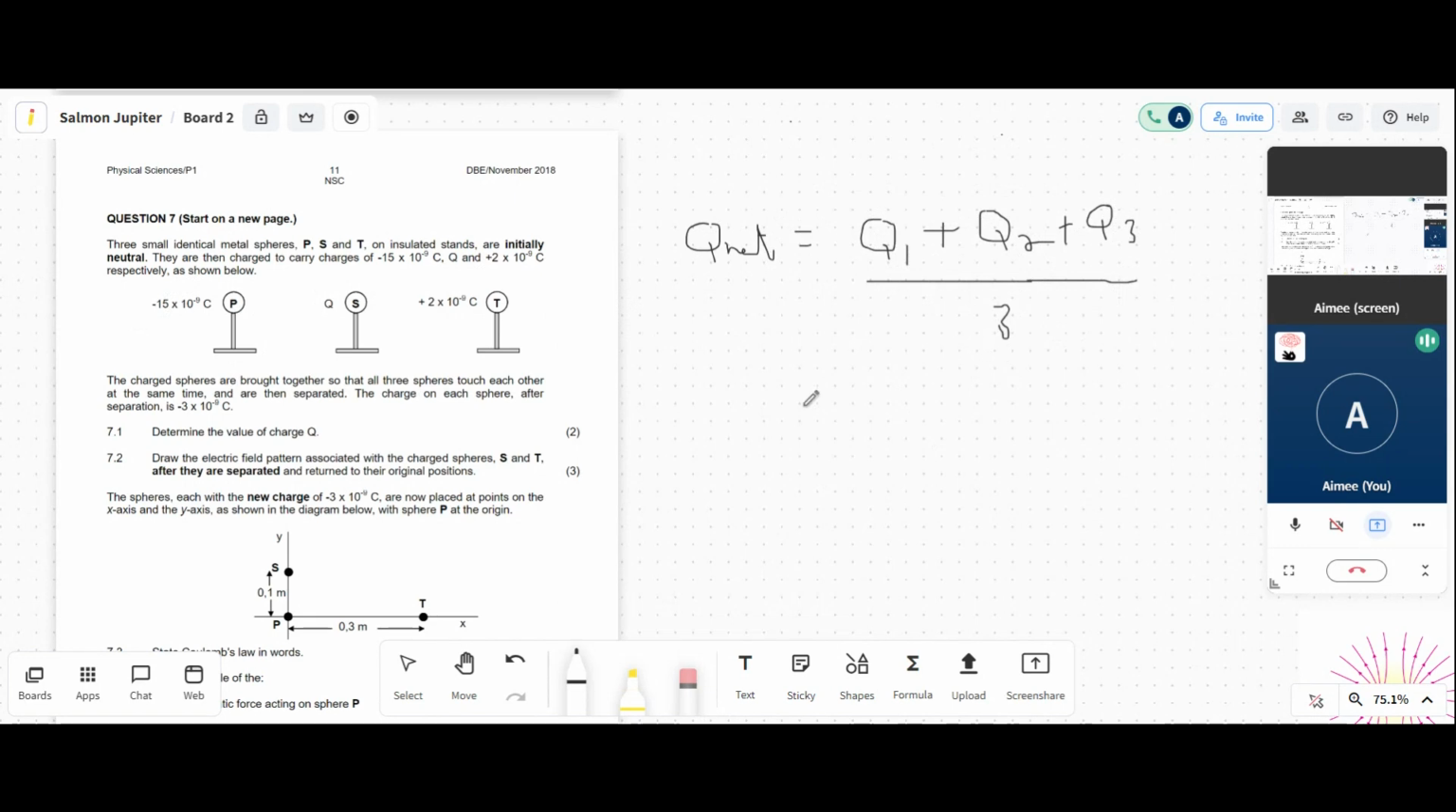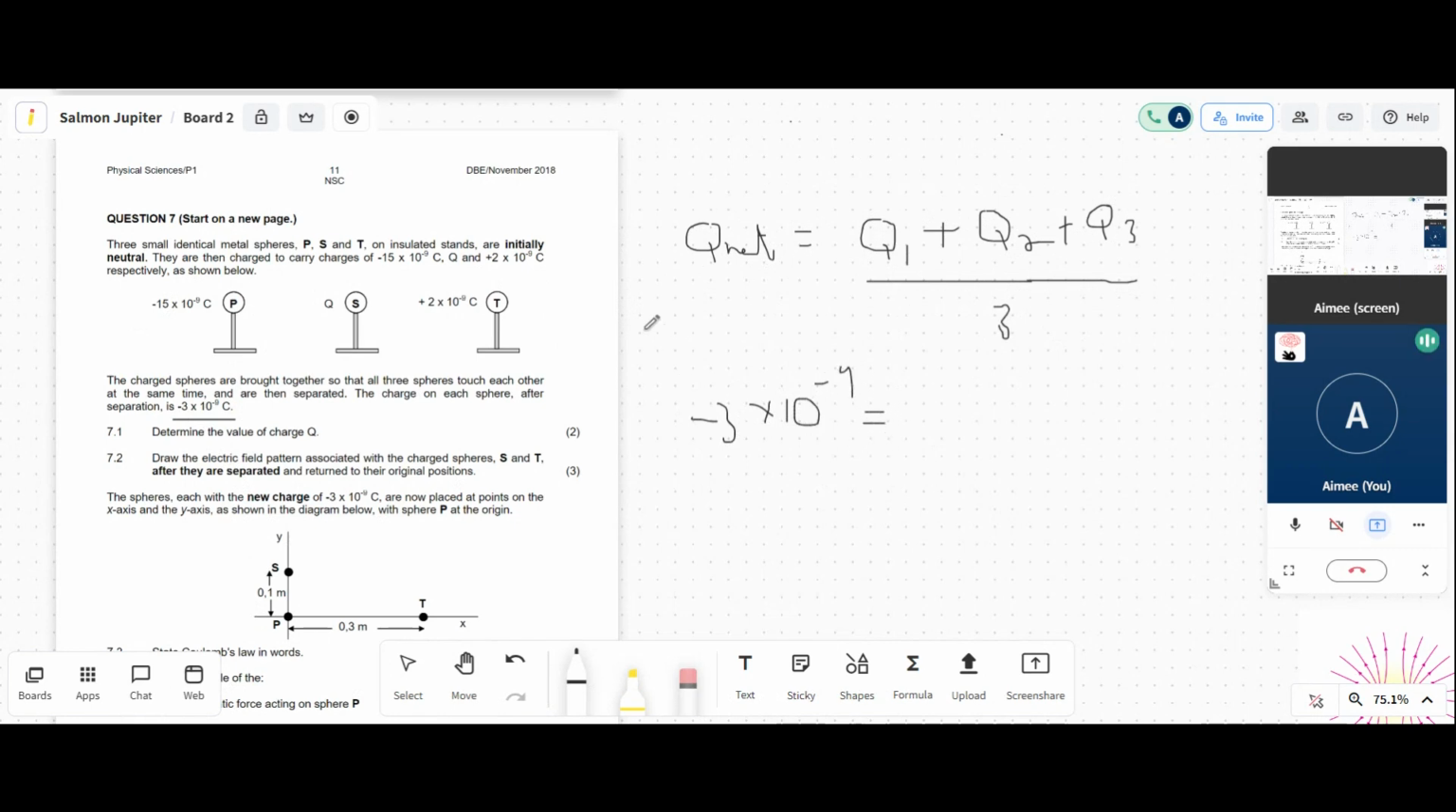So we go now and we substitute in. We say the charge on P plus the charge on S plus the charge on T divided by 3. And we actually already know what Q net is because they tell us at the end Q net is equal to -3. So we're doing this calculation a little bit differently. We know what Q net is at the end. It's -3 times 10 to the -9.